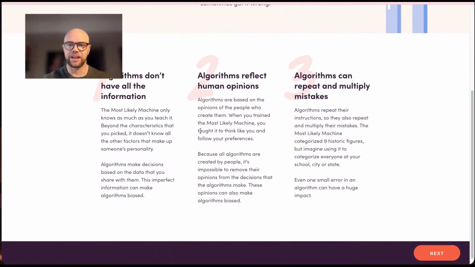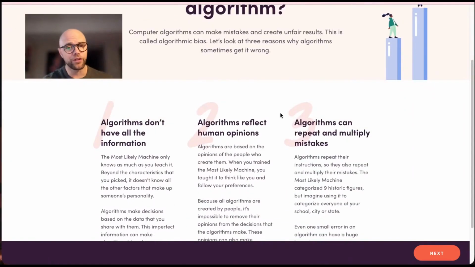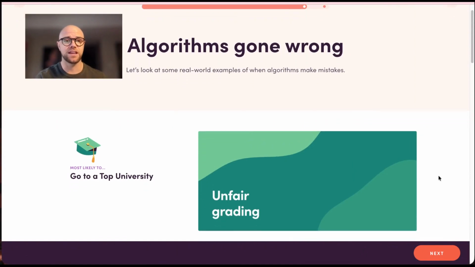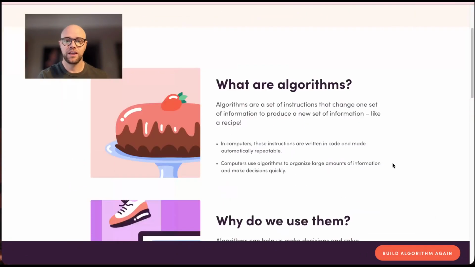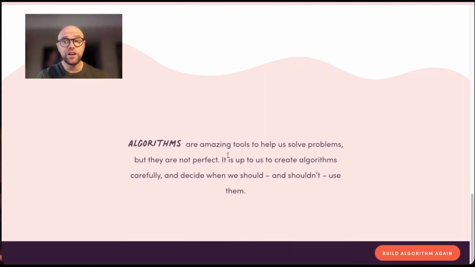So this is where we get some learning in, where we can teach our students, like, listen, algorithms don't have all the information, they reflect human opinions, and they can repeat and multiply mistakes. It talks about how algorithms can cause real-world problems, and it has some sections on that to increase student knowledge. And then it gives us a review of why it matters. A really great lesson to help teach students about bias.